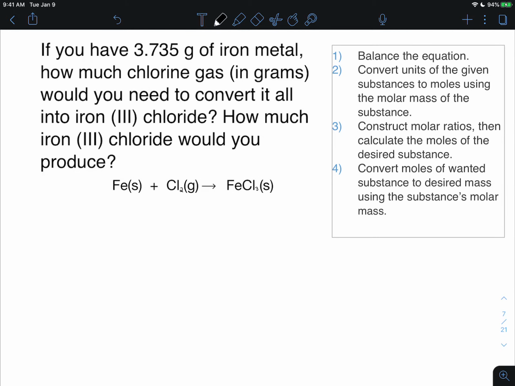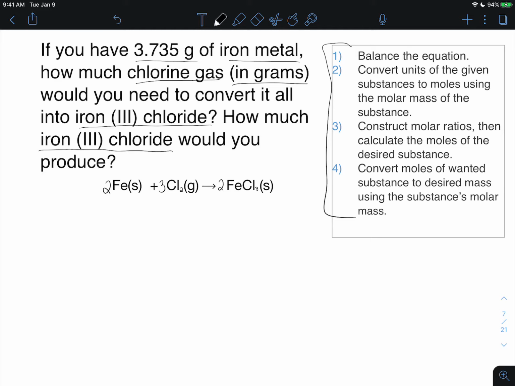Okay, so let's try an example. We've got 3.735 grams of iron metal, and we want to know how much chlorine gas we need in grams to convert all of our iron metal into iron 3 chloride, and then we want to know how much iron 3 chloride we produce. So we've got our steps over here. We see our first step is to balance our equation. So we'd put a 2 here, a 3 here, and then a 2 here.